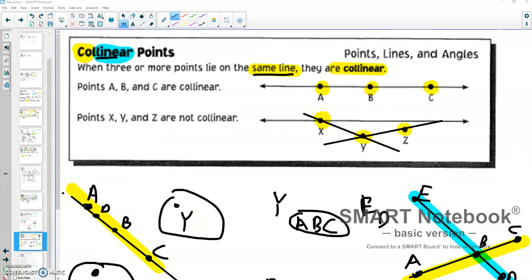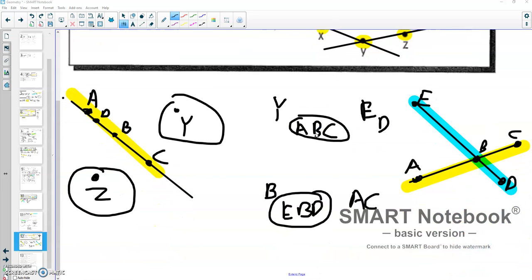So to wrap up, collinear is when 3 or more points lie on the same line. Remember, that's the important part. Same line. They are collinear. If they're on the same line, it's collinear. If 3 points are not on the same line, it is not collinear. And that's basically the material for today.